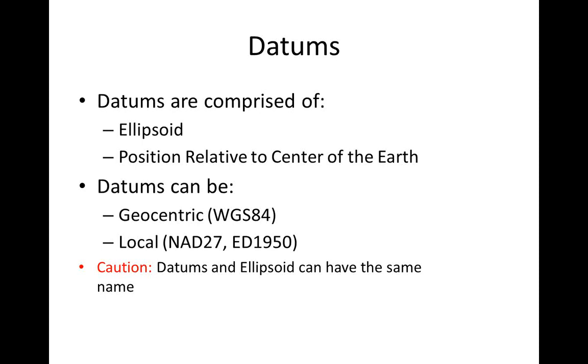So again, datums are comprised of ellipsoids, and they can be geocentric or local, which is what I just talked about. And it's easy to get them mixed up. Sometimes they have the same name, but they don't necessarily mean the same thing.